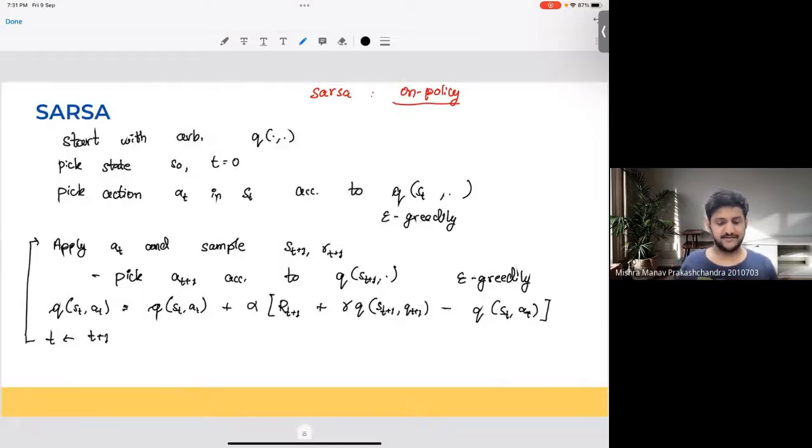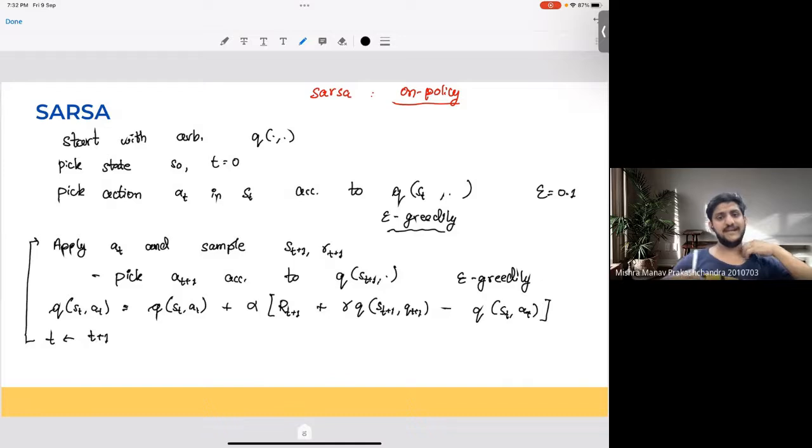Next up, we have the SARSA algorithm. SARSA is an on-policy algorithm. So you act epsilon greedily when you're drawing samples, and you update the policy as and when you draw the samples. Instead of the value function, you take up the Q function. You start with some arbitrary Q function, pick the initial state, and pick action AT in state ST according to Q of ST. You do this epsilon greedily, with some epsilon parameter, let's say 0.1.